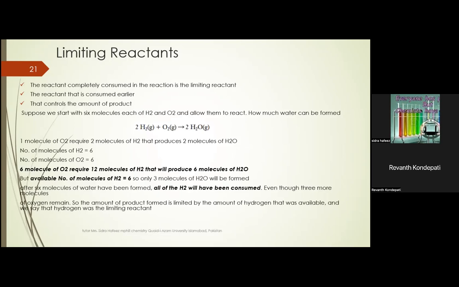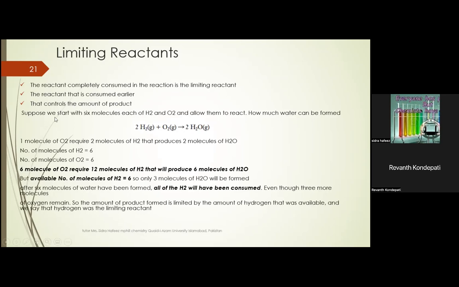So the reactant completely consumed in the reaction is called the limiting reactant. Or you can say the reactant that is consumed earlier. If there is more than one reactant, then the reactant that is consumed earlier will be the limiting reactant. Or you can say the reactant that controls the amount of product is called the limiting reactant.